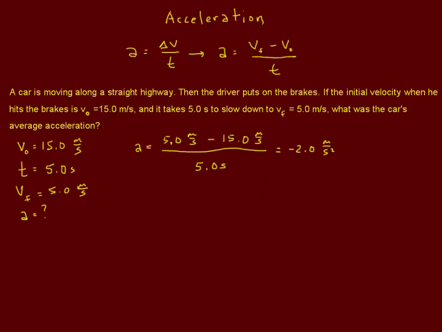How can you tell if something's speeding up or slowing down? Speeding up is when the sign is the same. Okay, slowing is when the signs are opposite. You can't just say negative acceleration means slowing down. In this case it does, because we're moving to the right or in the positive direction. Again, if we had been moving in the opposite direction, that would mean speeding up. So we just have to be careful with that.